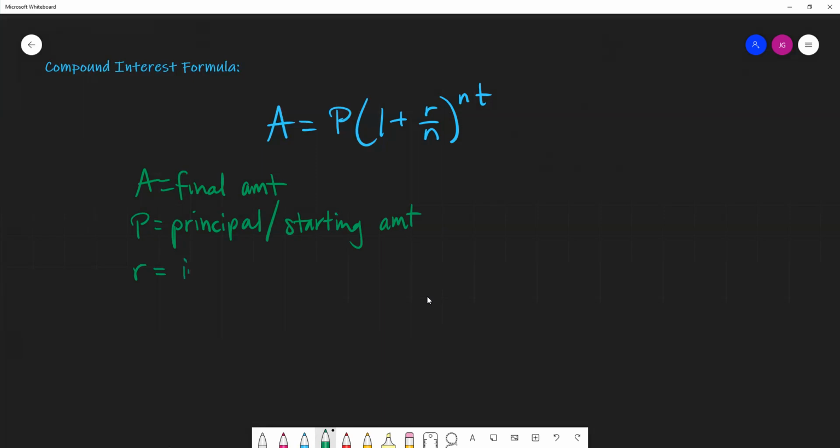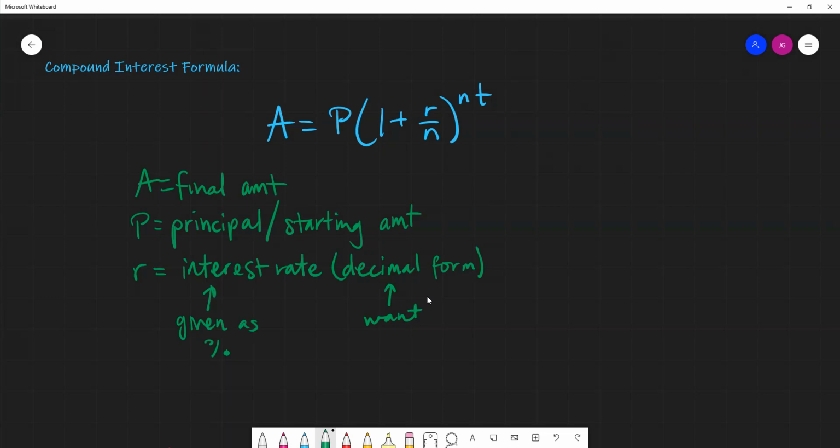R is the interest rate, and you need to plug it in decimal form, okay? Because our interest rate is going to be given as a percentage. In problems, I'm going to give it to you as a percentage. You're going to want to make sure it gets plugged into the formula as a decimal, okay?